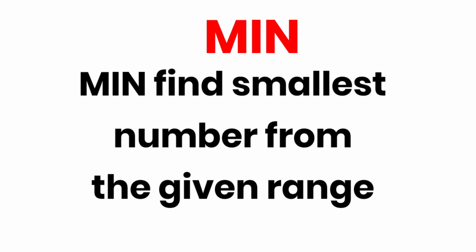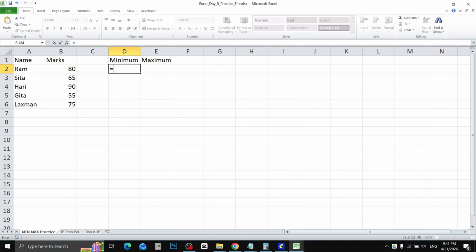Main function. Let's start with the min function. Min finds the smallest number from the given range. For example, we'll use min B2 to B10. Press enter. Excel will show the lowest value. Where do we use min? We use min to find the lowest value, minimum salary, and cheapest price.